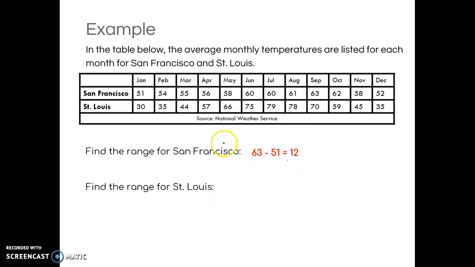Now we're going to find the range of St. Louis. So we want to find the highest degree in St. Louis, which I believe is 79, and the lowest, I believe, is 30, and we're going to subtract those two values. So 79 minus 30 is 49. So that's definitely a bigger range.